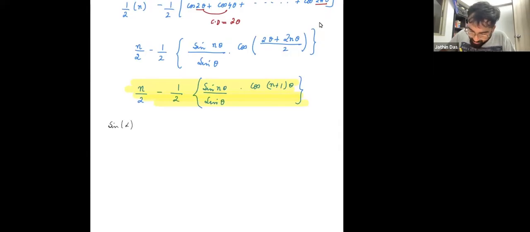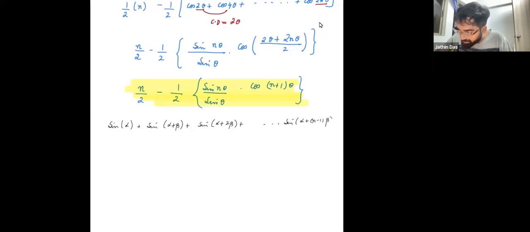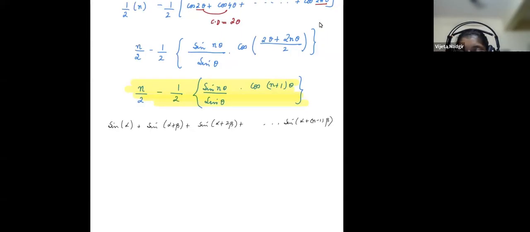Suppose you have sin(alpha + beta) + sin(alpha + 2 beta), like that, till n terms. So the nth term will be alpha + (n minus 1) beta. What is the sum?